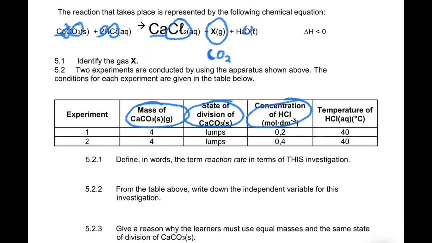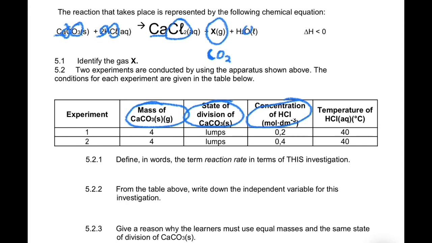And then 5.2.1 says we should define reaction rate in terms of this investigation. So we're basically investigating the influence of concentration on reaction rate, right? So here in this reaction, HCl is part of the reactants. So we are going to be measuring how fast or how quick HCl is decreasing per unit time, right? So if we would define reaction rate in terms of this investigation, we would say that it is the decrease in concentration of HCl per unit time, right?